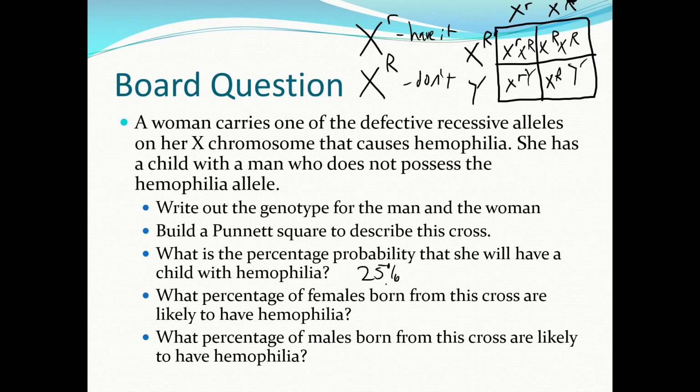And what percentage of the females from this cross are likely to have hemophilia? None of them, right? They both have a good allele, at least one, so they're fine. And what percentage of the males? This one will, this one won't. So there's a 50-50 chance if they have a boy that will have hemophilia.